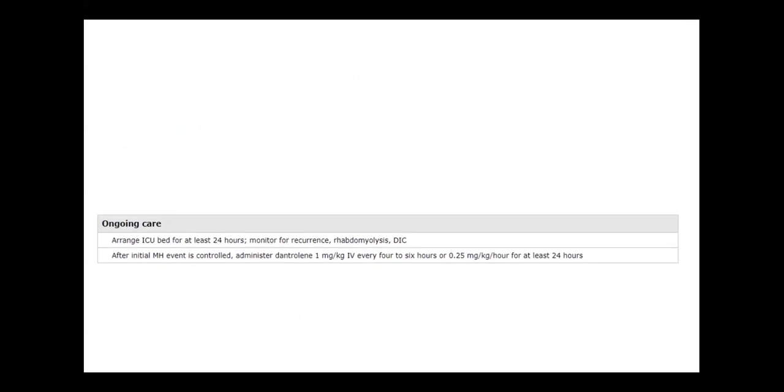But when things go wrong, if there's going to be a cardiac arrest, then you go ahead and treat them by the ACLS protocol. And for post-op and ongoing care, the patient needs to be admitted to ICU for 24 hours monitoring because of recurrence, and because of the rhabdomyolysis treatment or the patient going into DIC. And like I said, once the initial MH is controlled, we need to continue administering the dantrolene. Either you can give it as a regular 4 to 6 hourly dose, or you can have an infusion going at 0.25 milligram per kg per hour for at least 24 hours.